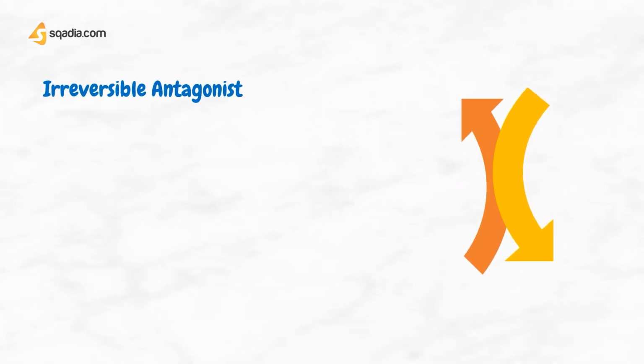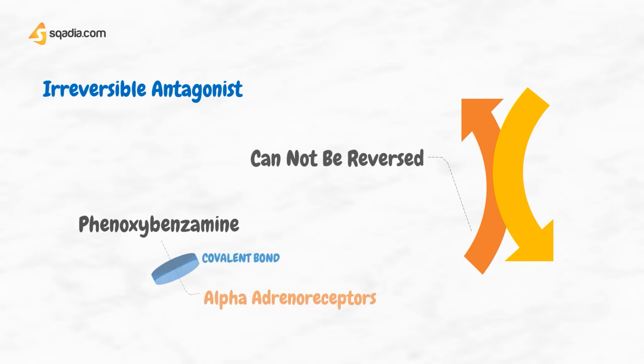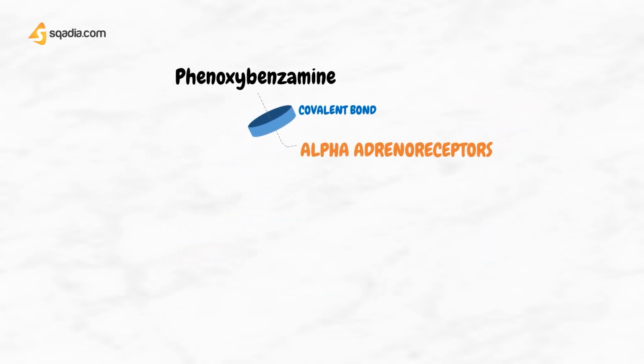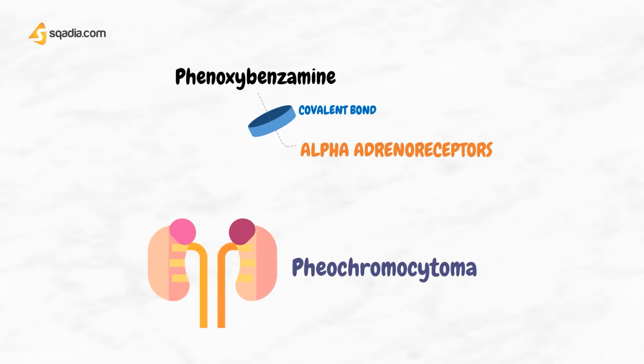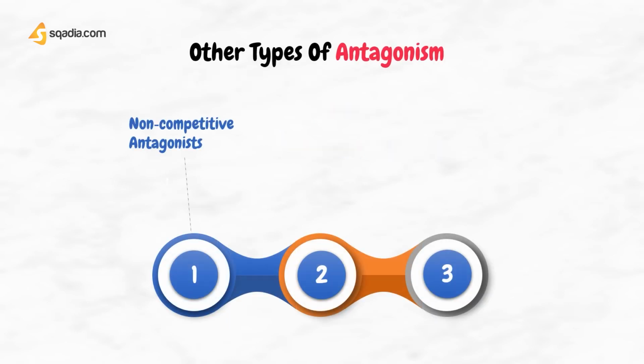Irreversible antagonists have an effect that cannot be reversed by increasing the concentration of agonist. The only important example is phenoxybenzamine, which binds covalently with alpha-adrenoceptors. The resulting insurmountable block is valuable in the management of pheochromocytoma, a tumor that releases large amounts of epinephrine, also known as adrenaline. We have other types of antagonism as well, which are less common.